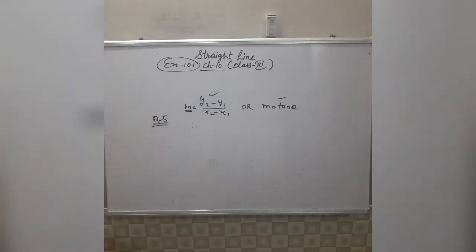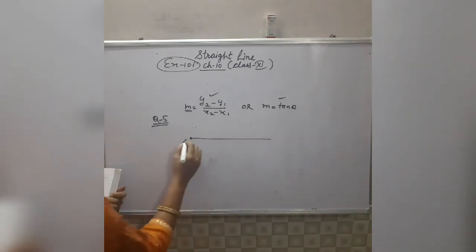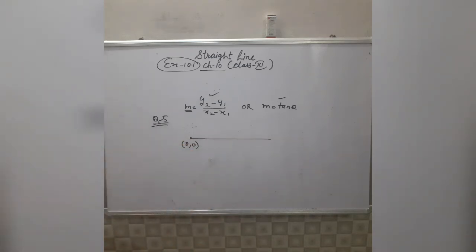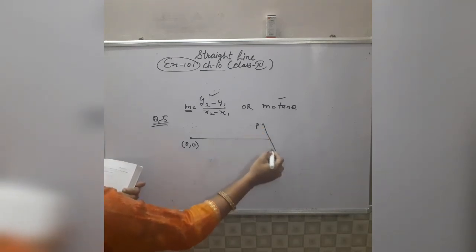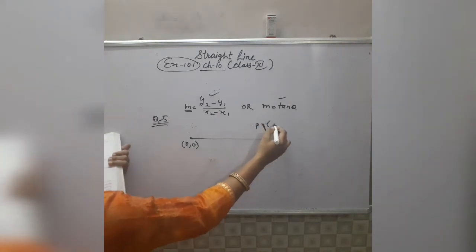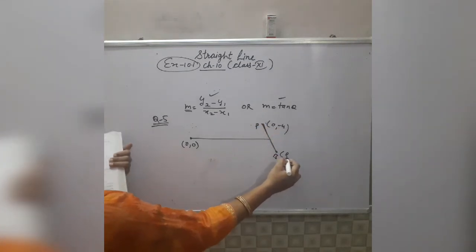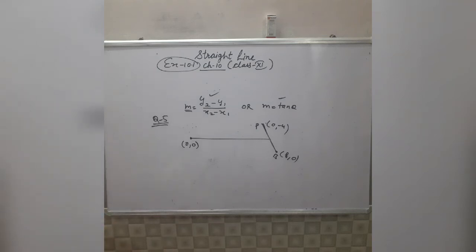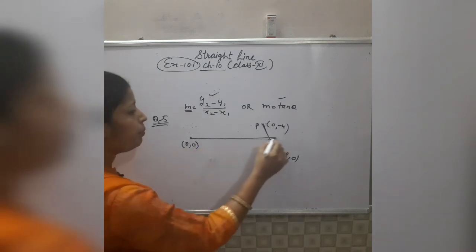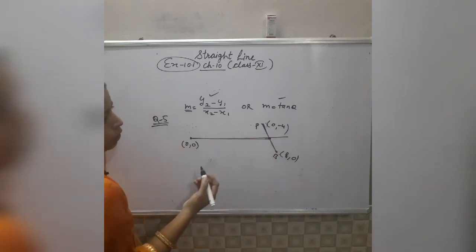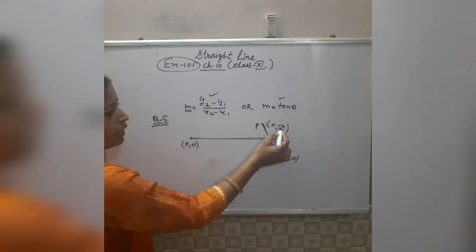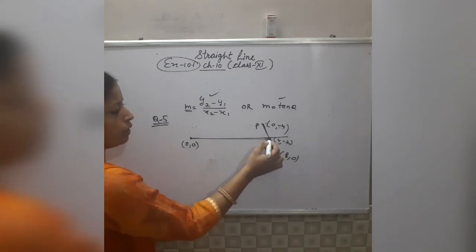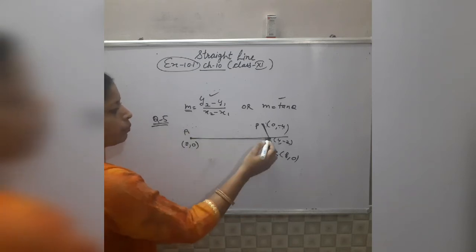Find the slope of a line which passes through the origin, meaning one point of the line is the origin, and the midpoint of the line segment joining the points P and B. Let us suppose this is point P with coordinates (0, -4) and this is point B with coordinates (8, 0). The line passes through the midpoint of line PB, so we have to find the midpoint. All of you know the midpoint formula also. (0 plus 8) divided by 2 means 4. (-4 plus 0) divided by 2 is -2. So these are the coordinates of the midpoint of line PB. Let us suppose this is point A and this is point C.